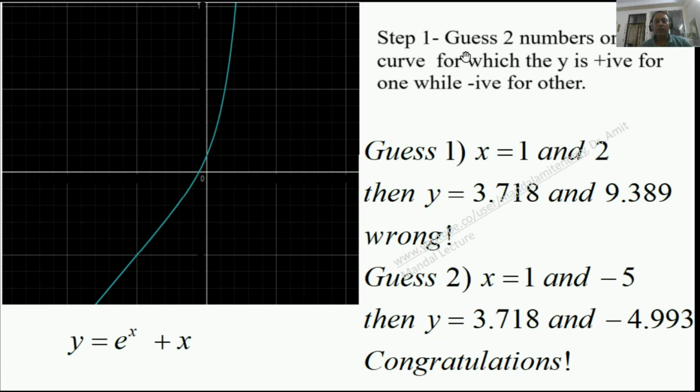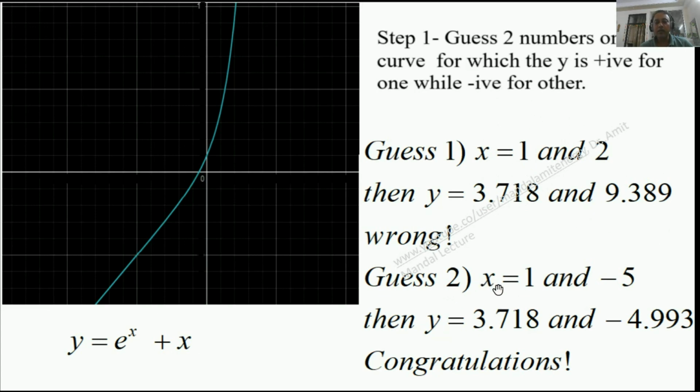Step number 1 is to guess two numbers on the curve, such that y is positive for one number and negative for the other. Suppose I guess x equals 1 and 2. Putting x equals 1, I get y to be 3.718, and putting x equals 2, I get y to be 9.389. So this is a wrong guess, because I have to guess numbers for x such that for one number y is positive and for the other it is negative.